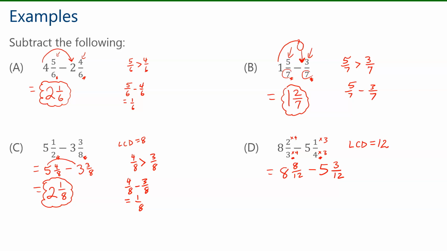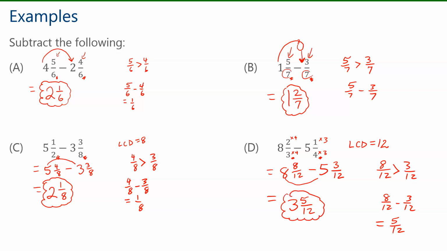So now we've rewritten these two mixed numbers so that the proper fractions have the same denominator. And we do that so we can easily compare them. Again, we see that 8/12 is indeed greater than 3/12. So in our recipe, we're allowed now to go and subtract the whole number parts right away. 8 subtract 5 is 3. And we can subtract those two proper fractions right away. And 8/12 subtract 3/12 gives us 5/12. So my answer, that is in simplest form, 3 5/12.